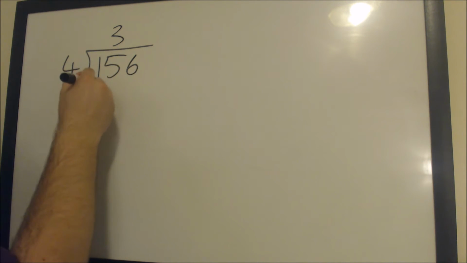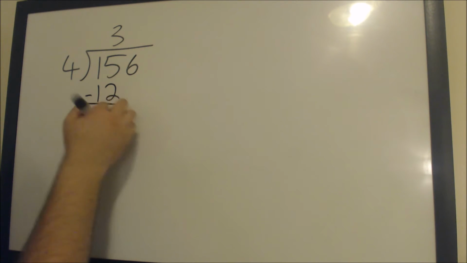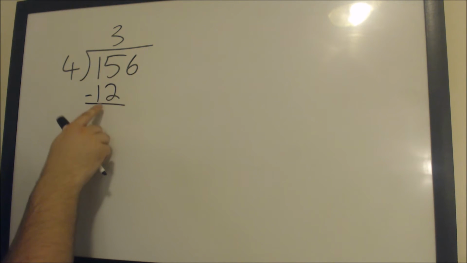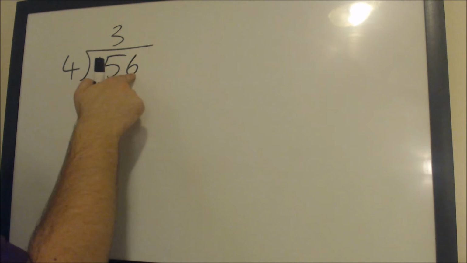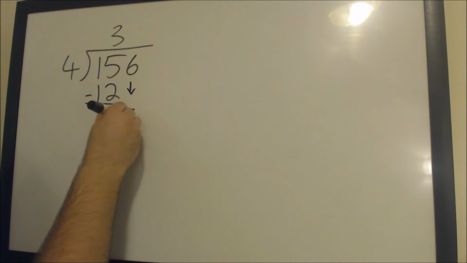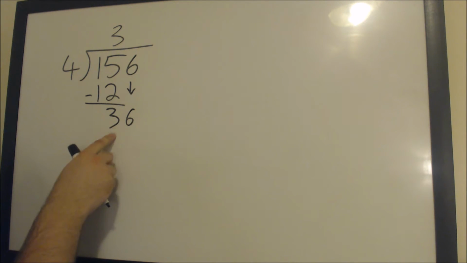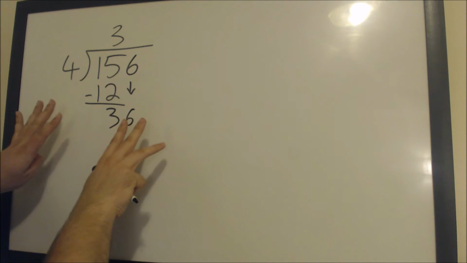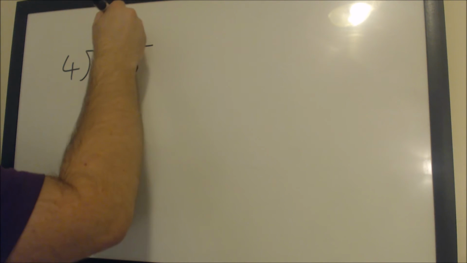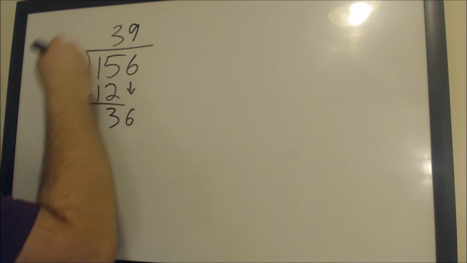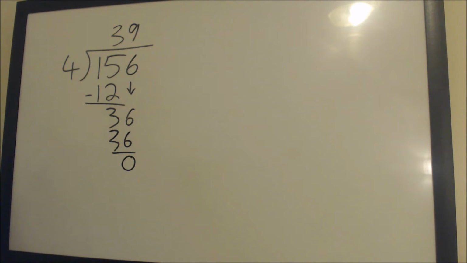3 times 4 is 12. When I subtract 12 from 15, I get 3 left over. I bring down my 6. Now 4 fits into 36 9 times. There you go. 9 times 4 is 36, exactly, which gives us nothing left over.